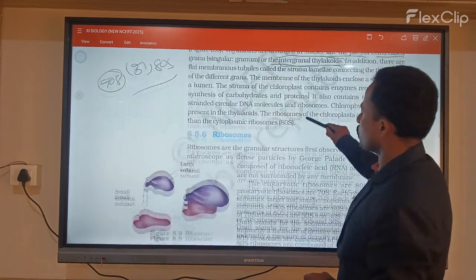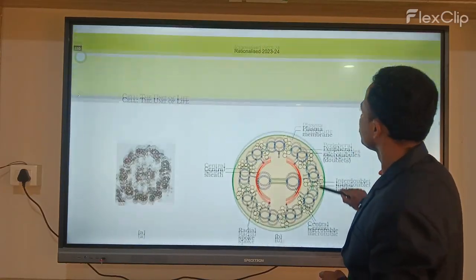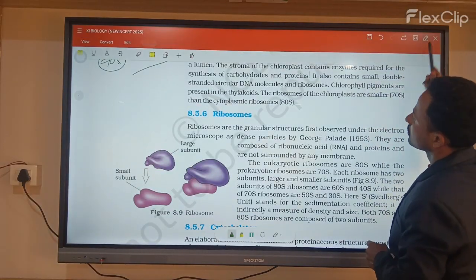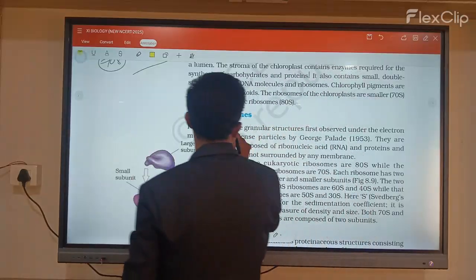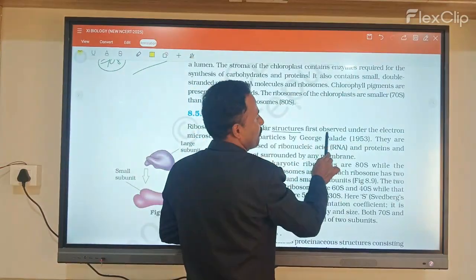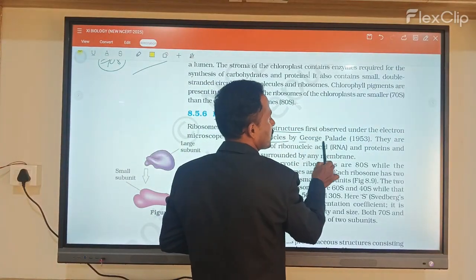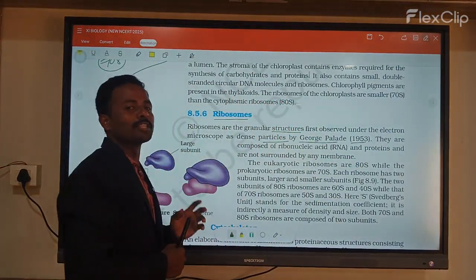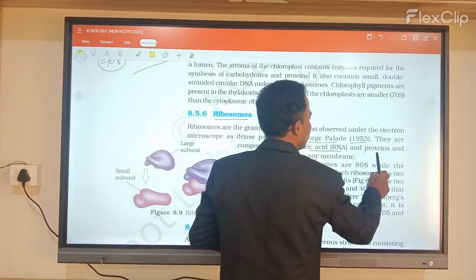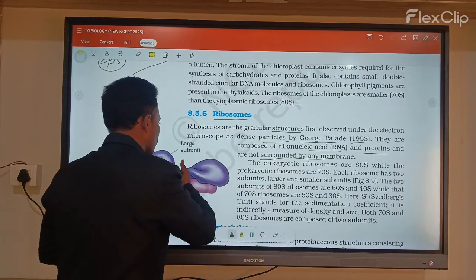Next, ribosomes. The ribosomes are granular structures, first observed under the electron microscope as dense particles by George Palade in 1953. The scientist was George Palade. They are composed of ribonucleic acid, RNA, and proteins, and are not surrounded by any membrane. So ribosomes are not surrounded by any membrane.